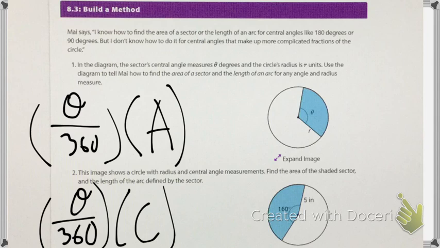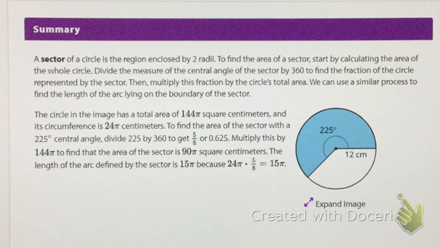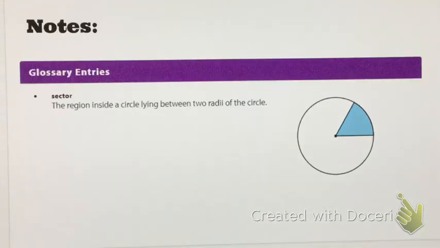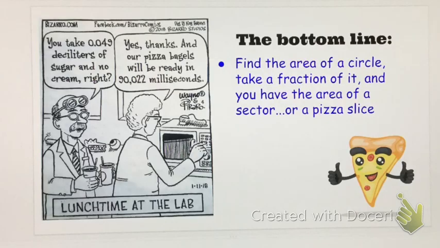So this one, I'm going to skip the details on, but it's not the heart of the concept. Just get some practice. Do the practice in the book. Do the homework. All right, there's the sector. There's the idea. It's the region inside a circle. It's kind of a pizza slice. So find the area of a circle, take a fraction of it, and you have the area of a sector, or pizza slice. And circumference is really just the other way. It's the distance around.